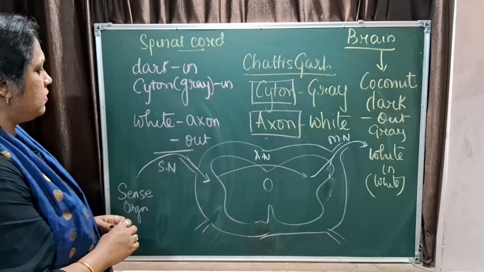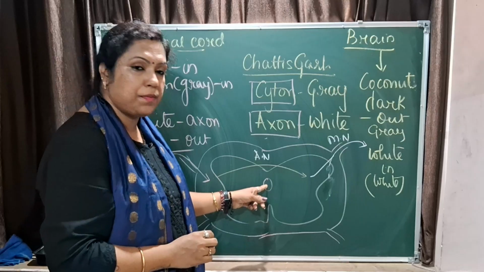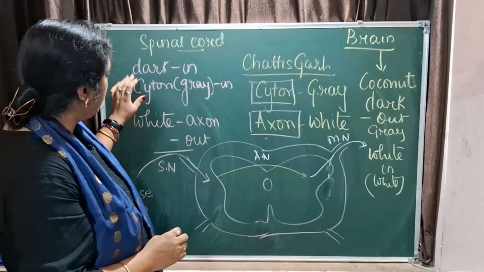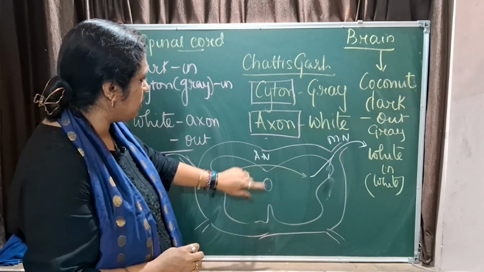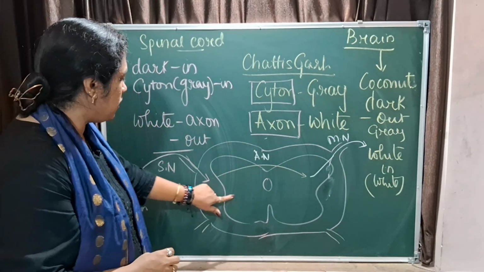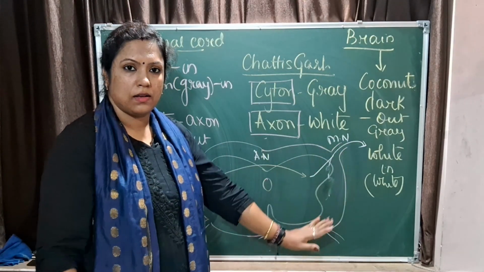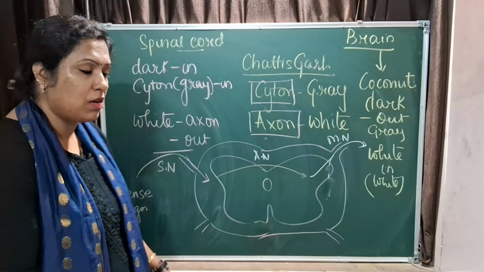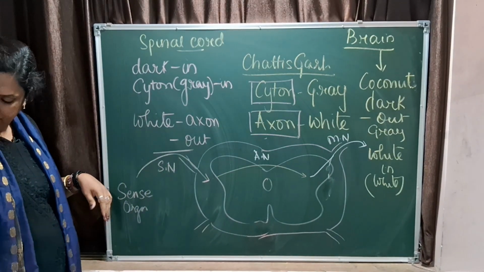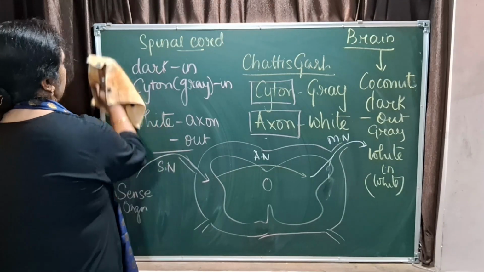Is this clear, everyone? So this is the central cord, you can see. Then you have dark in, so this is your grey matter, this one is your white matter. So grey matter, white matter, sensory neuron, association neuron, motor neuron, done. Reflex action drawing is easy to draw. Yes? So may I rub it? Yes, children.